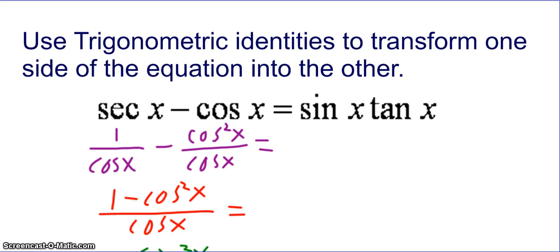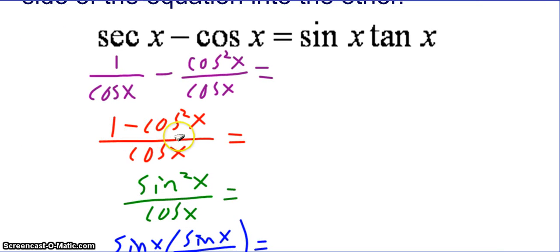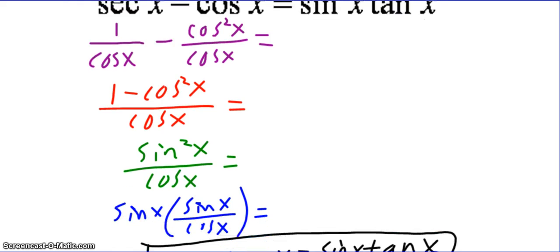Now that I have a common denominator, I can combine this into a single fraction. I know that's a good idea because this is a single term. So I know I'm trying to get two terms into one. So I can combine the fraction. I get 1 minus cosine squared over cosine. 1 minus cosine squared is sine squared from my Pythagorean identity.